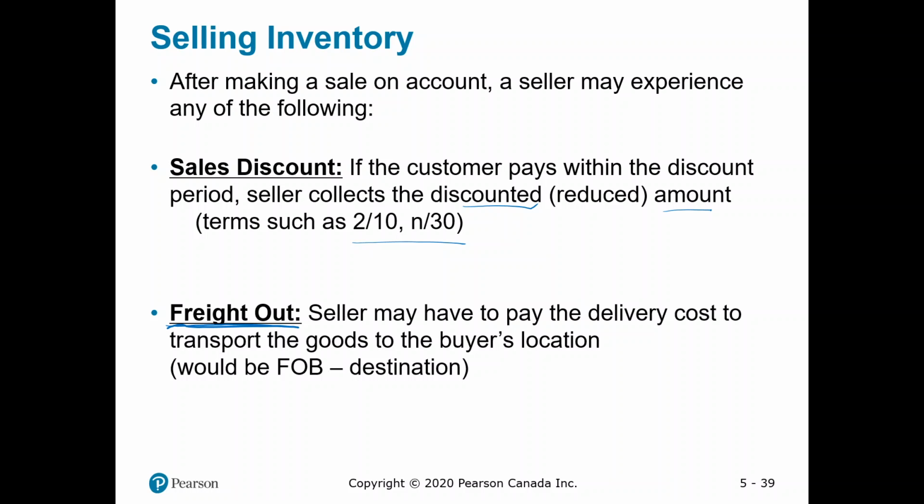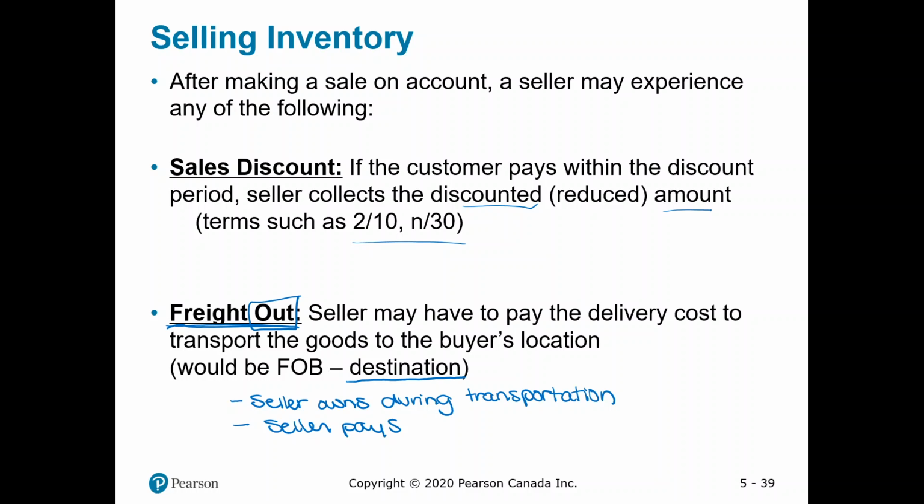Now the other item that we might see that we've discussed a little bit is freight out. So again, freight out is because we are shipping something out after we've sold it. So if the seller has to pay these costs, then it must be freight on board destination. Because in this case, the seller owns during transportation until it reaches the destination, and therefore the seller pays. So now we're the seller, therefore we would have this freight out cost if it was freight on board destination.